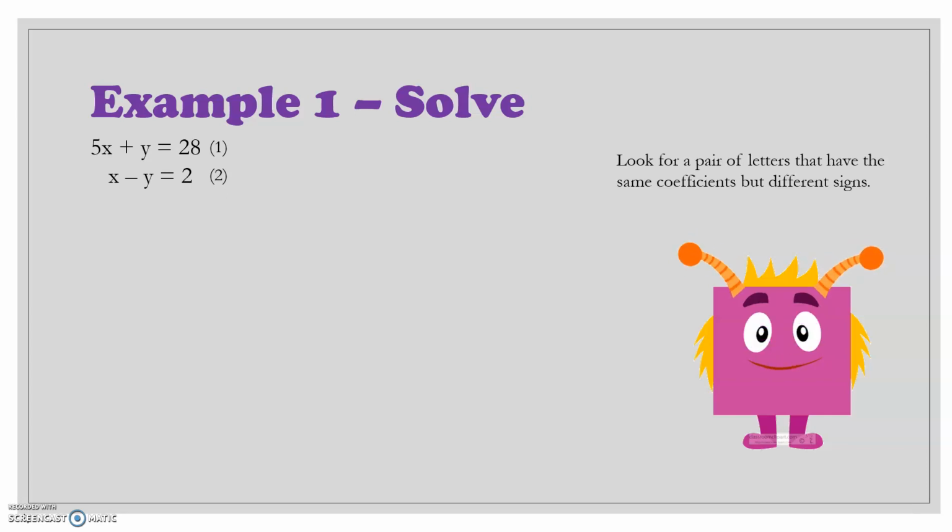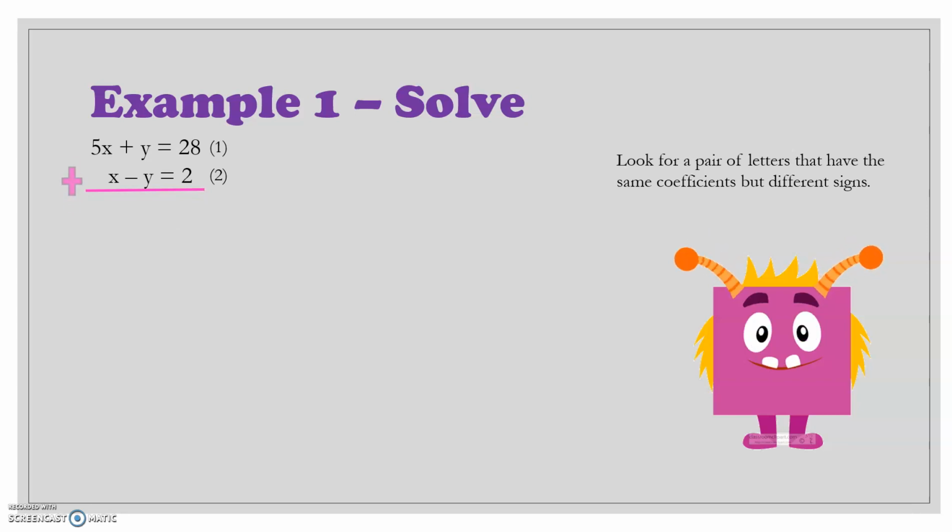And then here's what I'm looking for. I want to look for a pair of letters that have the same coefficient but different signs. And notice that's what's happening with the y's. They're both 1y, but the first one is positive 1y and the second one is negative 1y. So that's a good sign. And even if they were different, so like if they were positive 2y, negative 2y, or positive 6y and negative 6y, it would be the same thing.